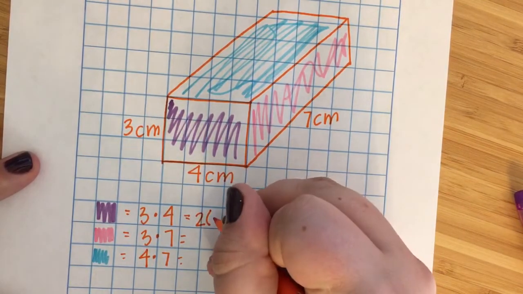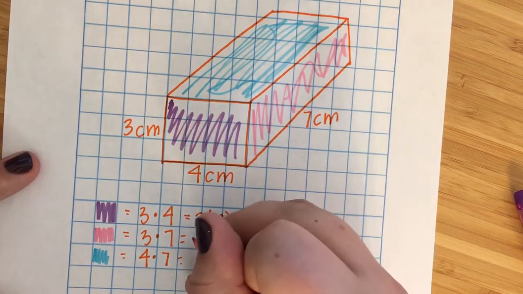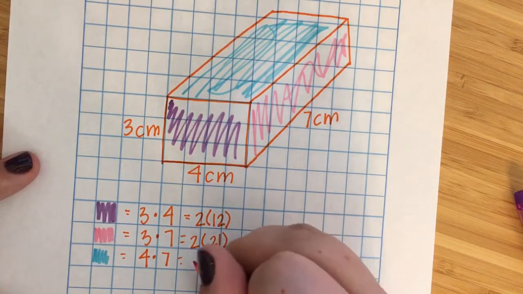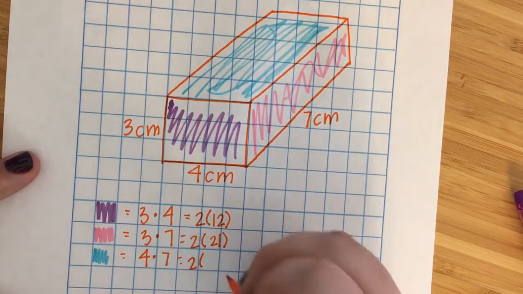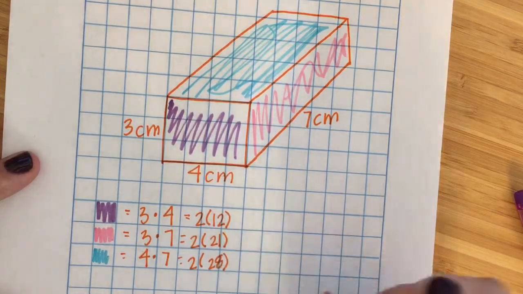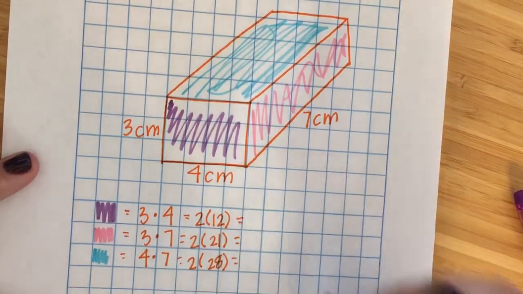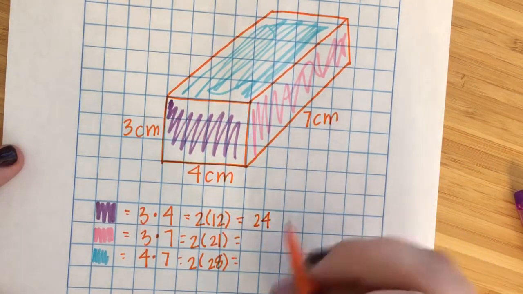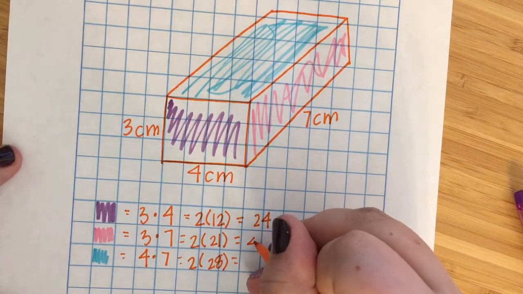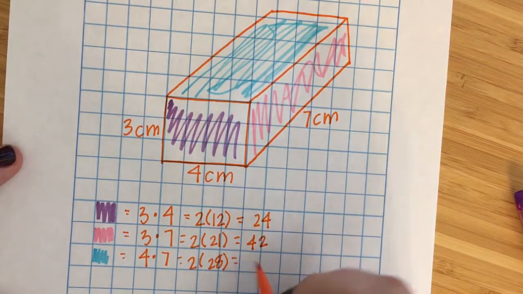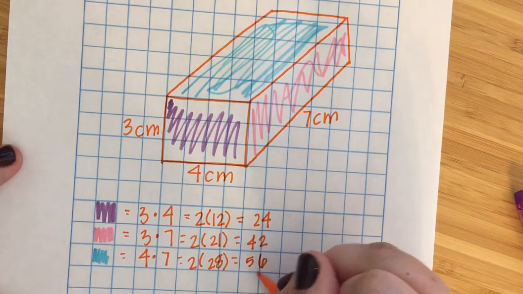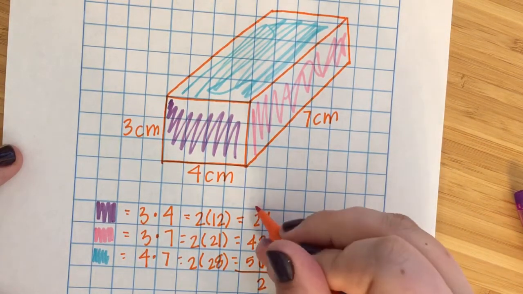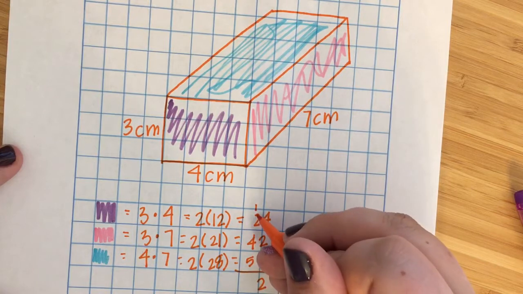So I rewrite this knowing that they're in congruent pairs, and I write it as 2 multiplied by 12, 2 multiplied by 21, which is 3 times 7, and 2 multiplied by 28. I write them as 24 plus 42 plus 56. Remember, I'm doing this because I looked at one rectangle, I multiplied that by 2 because I have 2 of those congruent pairs, and then I add them together to get a total area for this rectangular prism.